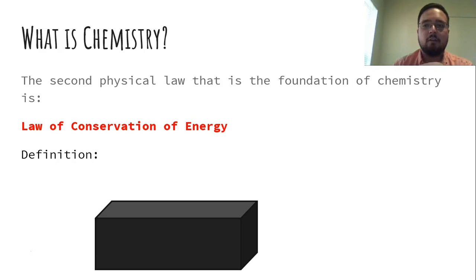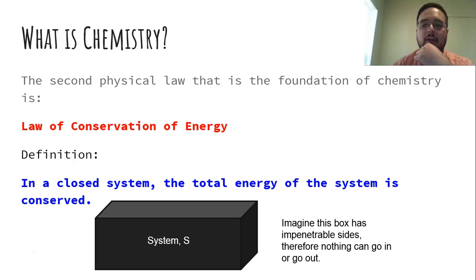Its main definition is, let's say I have this block. I'm going to call it system S. Just define it as a system called S. If I imagine that this block has impenetrable sides, therefore nothing can go in or out, the definition is that in a closed system, the total energy of the system is conserved. So I have this block, nothing can go in or out.